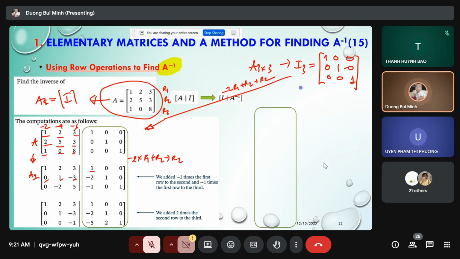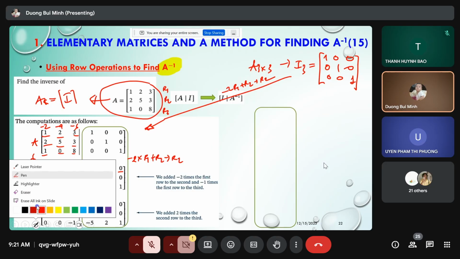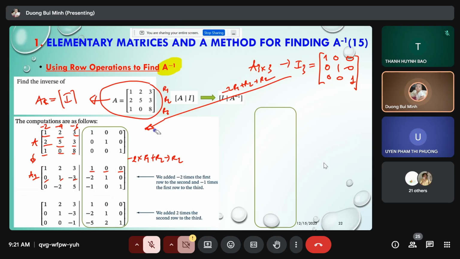So here you get 1 0 0, and then minus 2 1 0, 0 0 1. Here you get minus 2, and 0 plus 1 gives 1. So this one is E1.